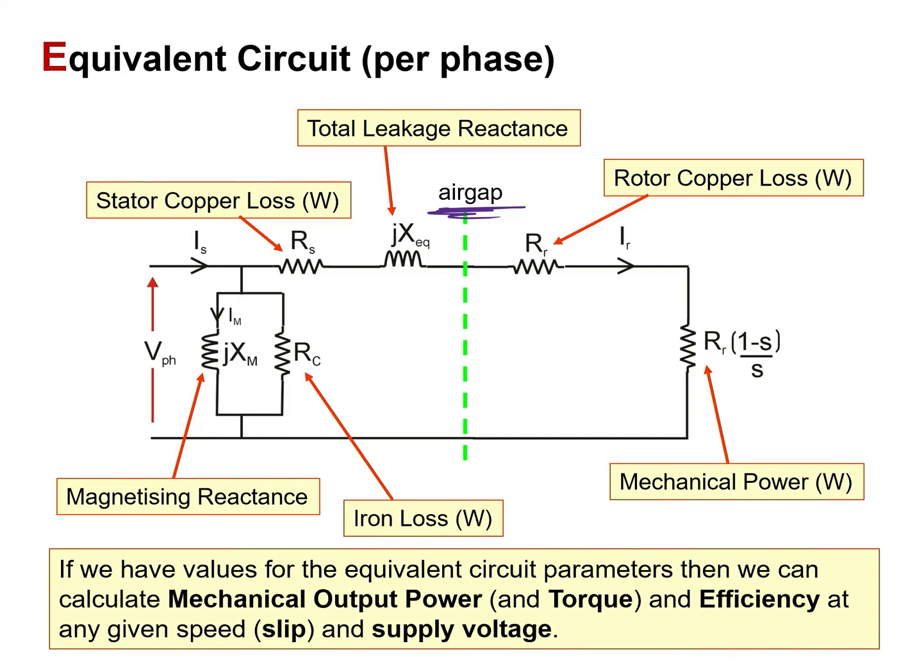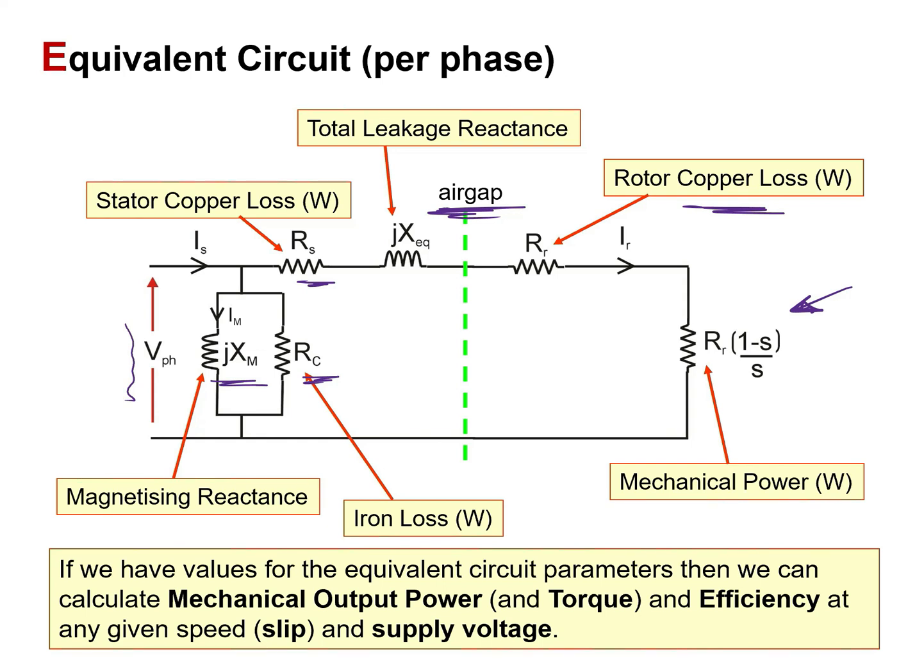And in this case, the induction motor per phase equivalent circuit would be shown like this, where Rs is the stator copper loss, the Rr is the rotor copper loss, and this resistance will result in the mechanical power, which would be the output mechanical power of the motor. Over here we have the magnetizing reactance and the iron losses. Over here is the voltage input per phase.